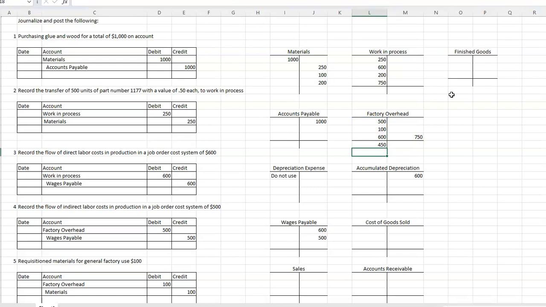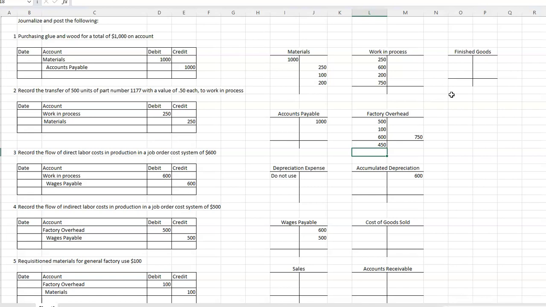I was wanting to get that down to 0. So that's what my next step's going to do. I need to get factory overhead down to 0. What can I do to factory overhead to make it be 0? I can credit factory overhead by $450, and that's how I'll close it.